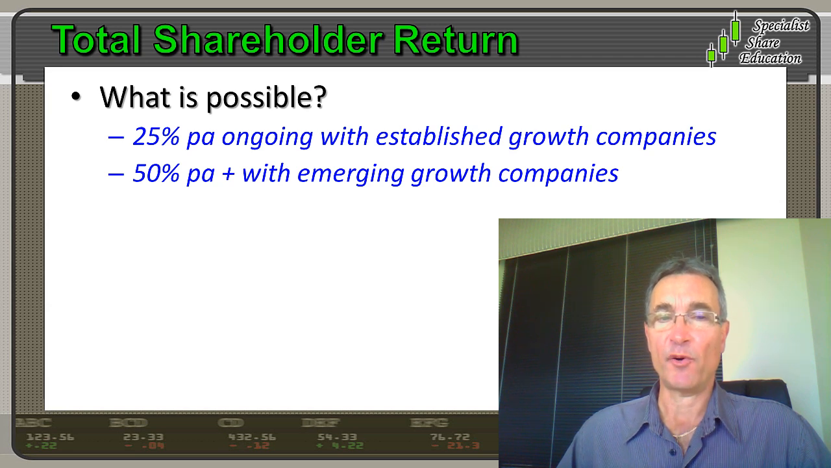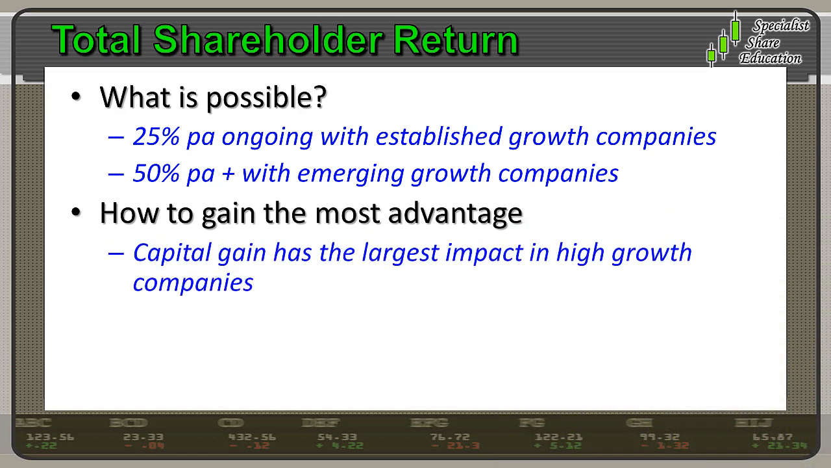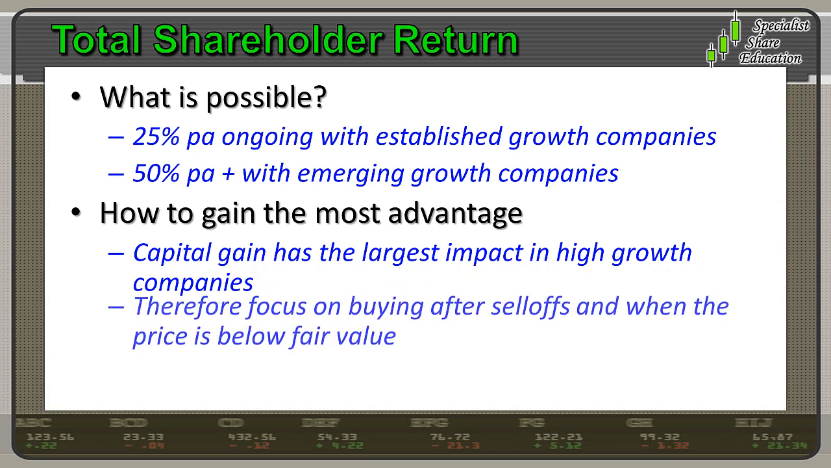And 50% per annum with emerging growth companies is absolutely possible because it's just been happening. So there's no question about that. Now, how do you go about gaining the most advantage from that? Capital gain has the largest impact in high growth companies. Yes, they pay a dividend, and yes, the dividends are growing strongly, and we'll have a look at dividends in the next video in the series. But capital gain has the biggest impact.